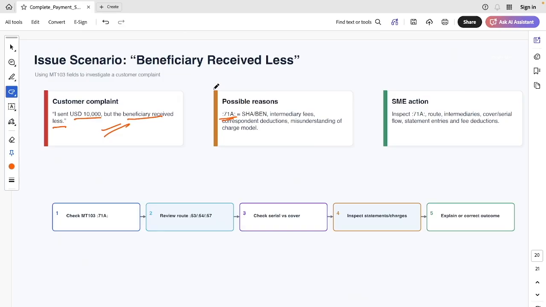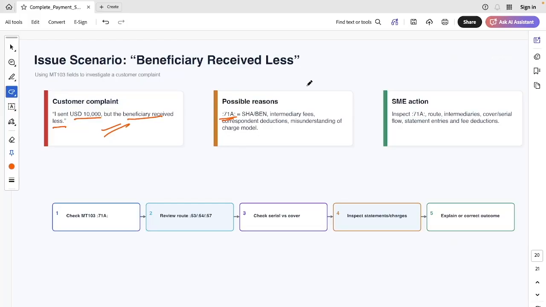If field 71A is SHA, charges are shared. The sender pays their bank charges and the beneficiary may receive less because intermediary and receiving bank charges may apply. If field 71A is BEN, the beneficiary bears the charges, so deductions are expected. If field 71A is OUR, the sender is expected to bear all the charges, so if the beneficiary receives less, further investigation may be needed.